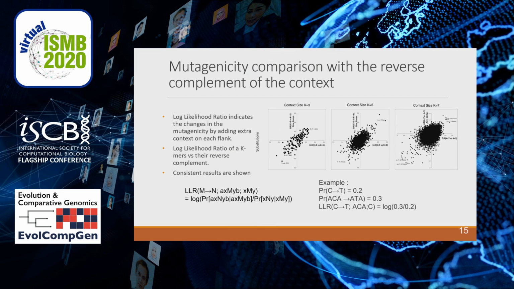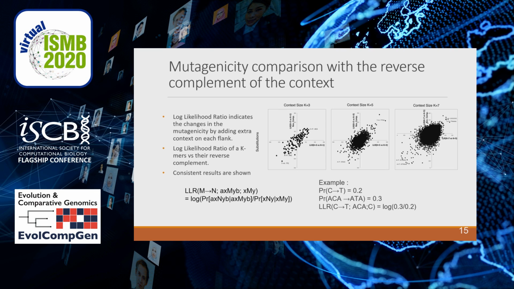To further study the impact of long-range context on mutation probability, we looked at the log ratio of the probability of mutation in a given context and the probability of the same mutation in an extended context. When the log ratio is negative, this means that the extra context on each flank reduces the mutation rate, and when the value is positive, the extra context increases that rate.